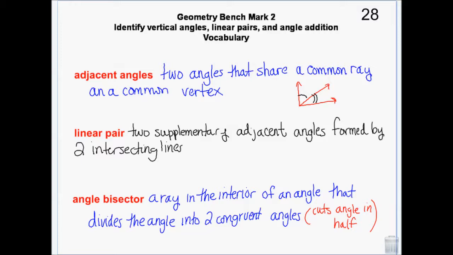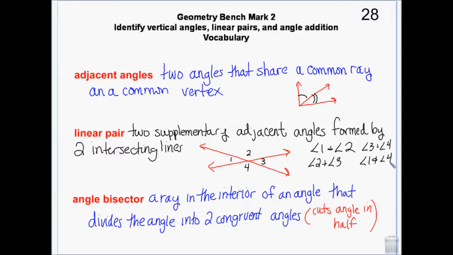A linear pair is two supplementary adjacent angles formed by two intersecting lines. So if I take two lines and I intersect them, and I number all the angles, angle 1 and angle 2 form a linear pair. They are supplementary, they make a straight line. So are angle 2 and angle 3. Angle 3 and angle 4 also make a linear pair. And then angle 1 and angle 4. So whenever you have two intersecting lines, you get four sets of linear pairs. Does that make sense? Any two angles that make a straight line make a linear pair.